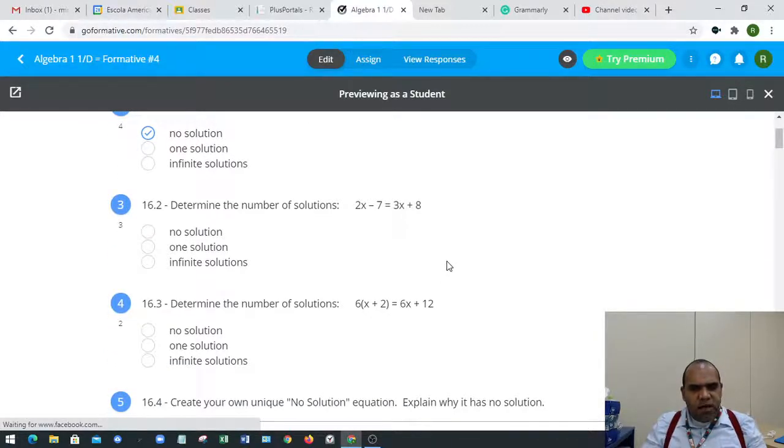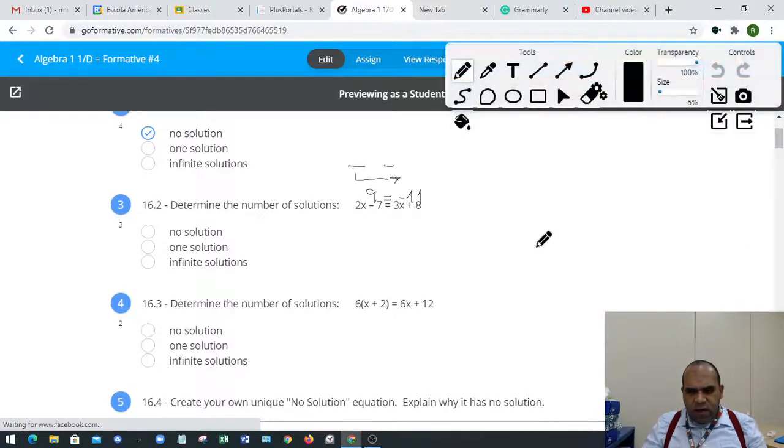The second one. Determine the number of solutions: 2x minus 7 equals 3x plus 8. It's pretty simple. Let me erase everything. Okay. Let me move this 2x to the opposite. It's better to move it to the right, okay, guys? Because I have the positive result when we do this one. Negative 2x, the result is just x.